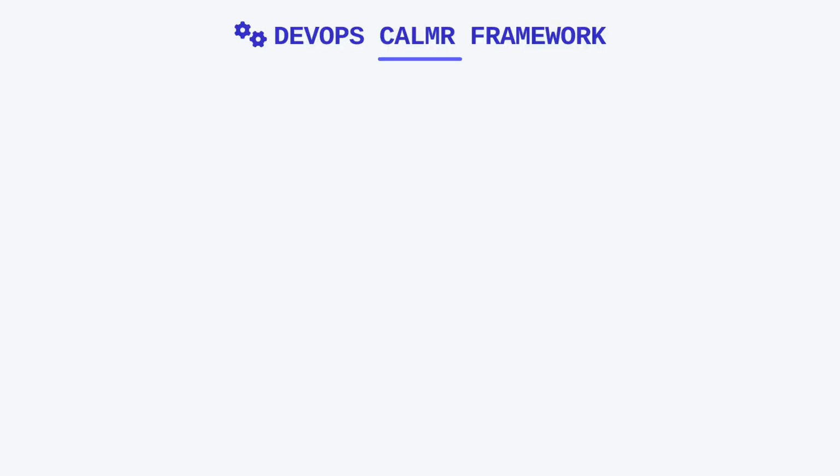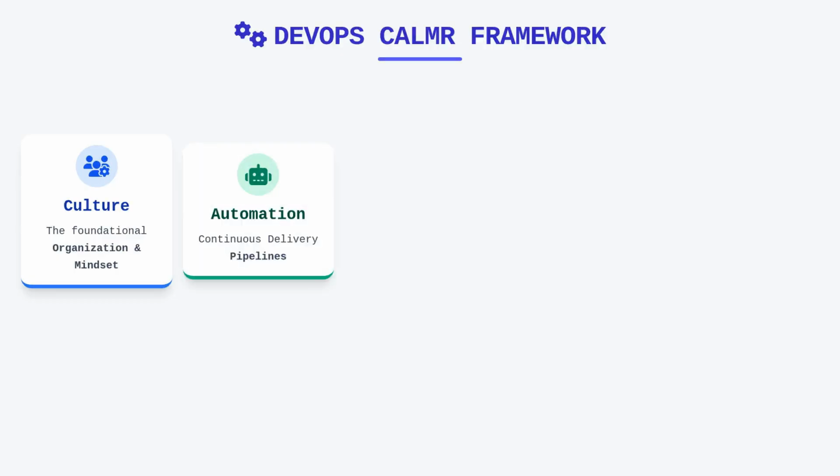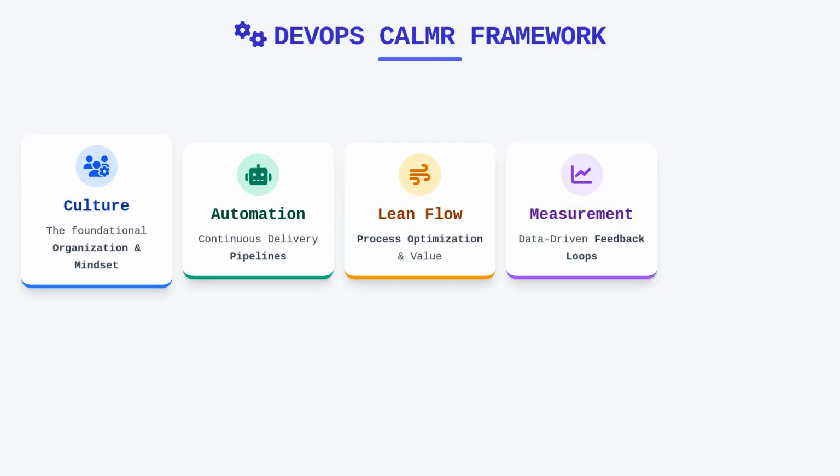The CLMR acronym serves as a foundational heuristic for DevOps and should be viewed as an integrated mindset rather than a checklist. Culture represents the organization. Automation deals with the continuous delivery pipeline. Lean flow optimizes the process. Measurement provides feedback, and recovery focuses on reducing the mean time to restore. When a question provides a scenario about a system failure, look for answers that emphasize recovery and the reduction of blast radius rather than just manual interventions.